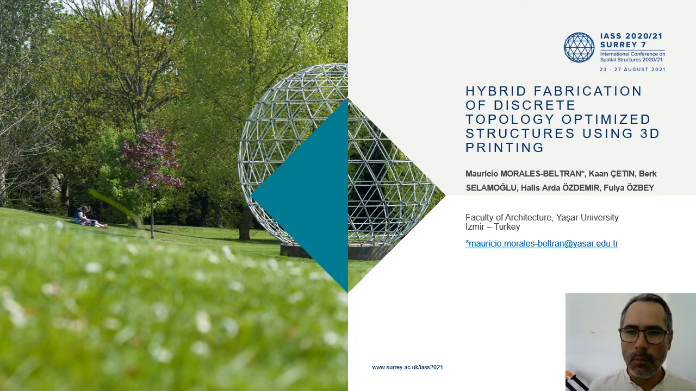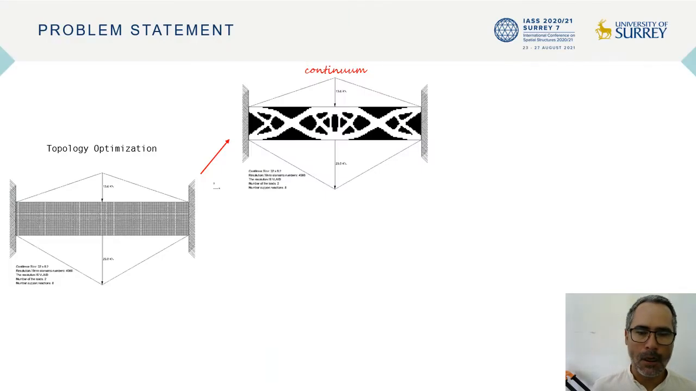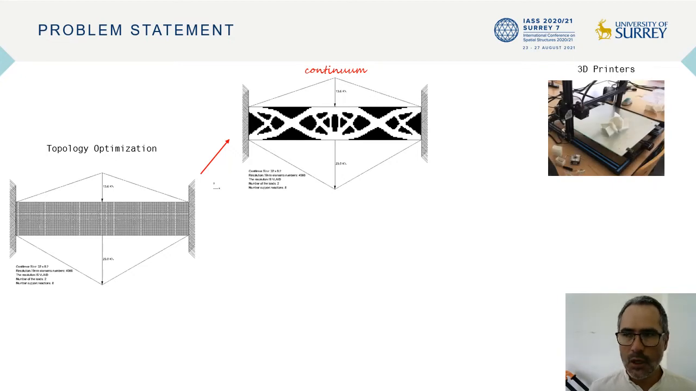Hello everyone, my name is Mauricio Morales-Beltran and I'm going to present our paper, Hybrid Fabrication of Discrete Topology Optimized Structures using 3D Printing. The outcomes of topology optimization procedures are very often continuum systems. Using common 3D printers, we can fabricate these continuum systems at smaller scale.